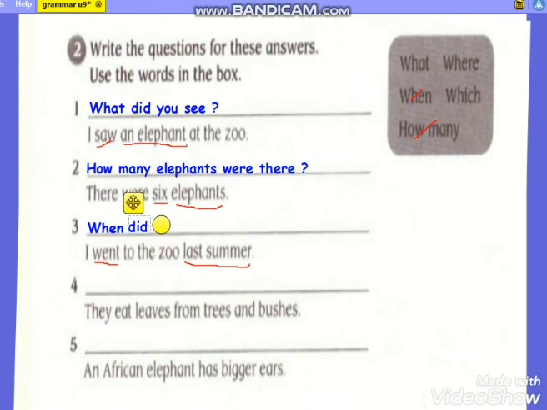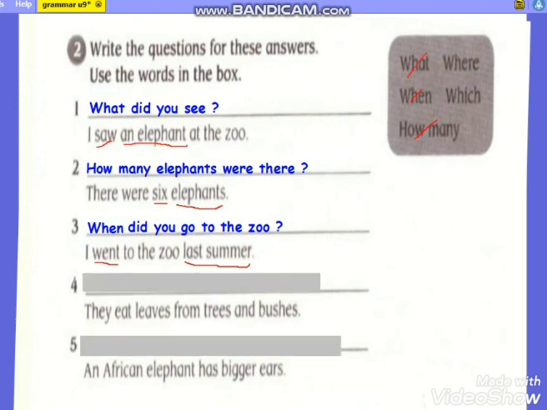Okay. And the subject is you. When did you? Went becomes verb 1. What is verb 1 of went? Excellent. When did you go to the zoo? Add a question mark. Okay?